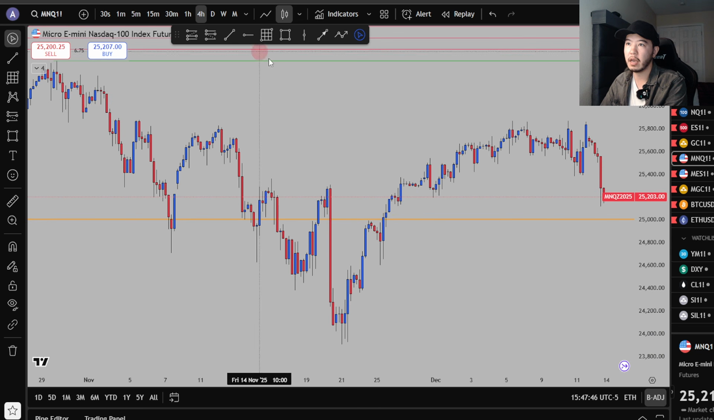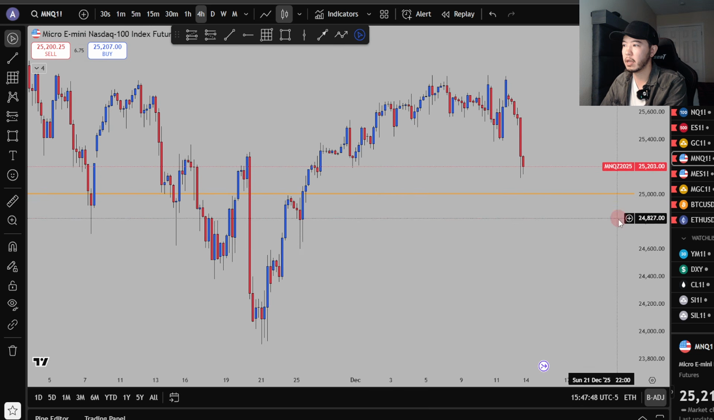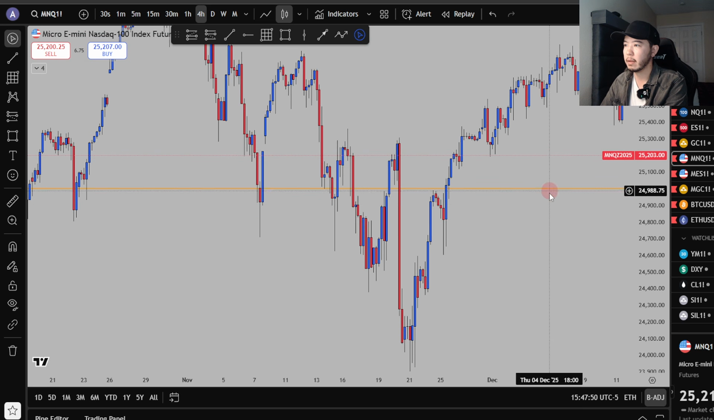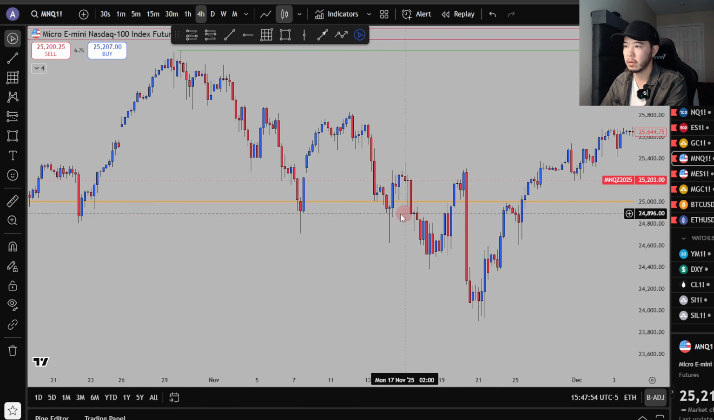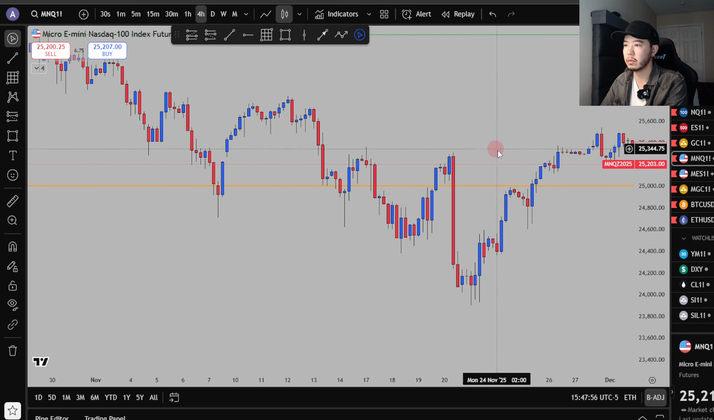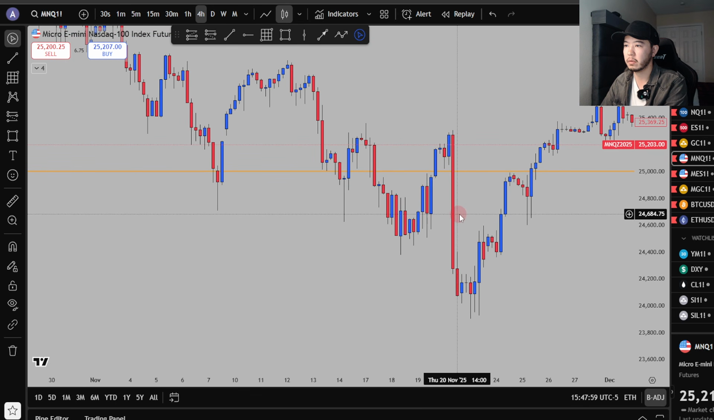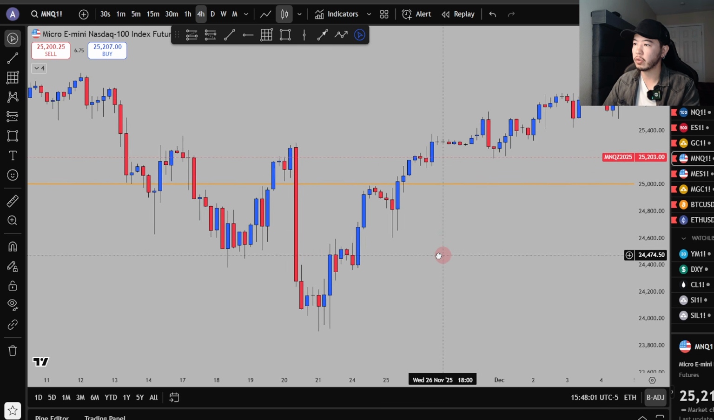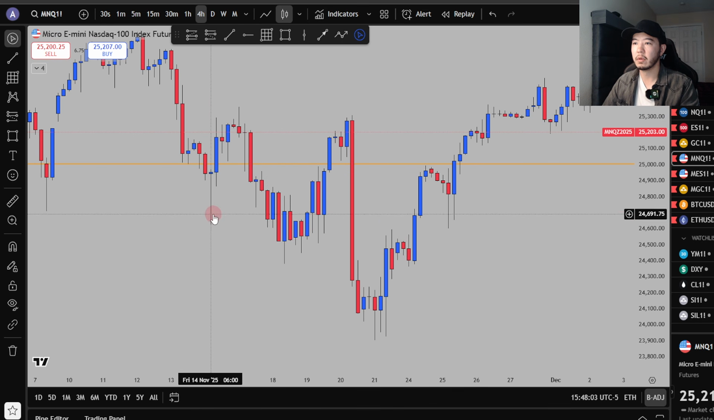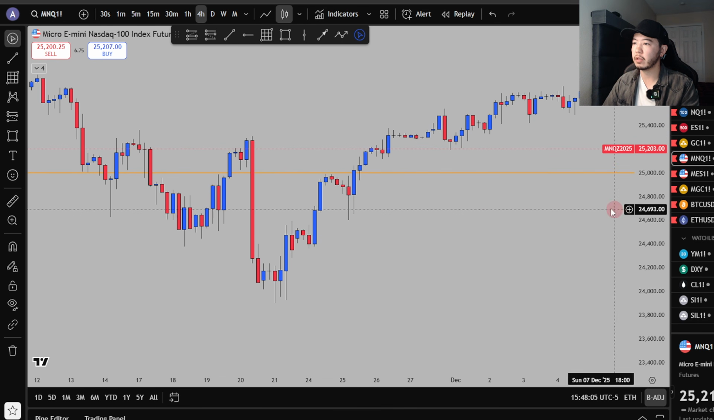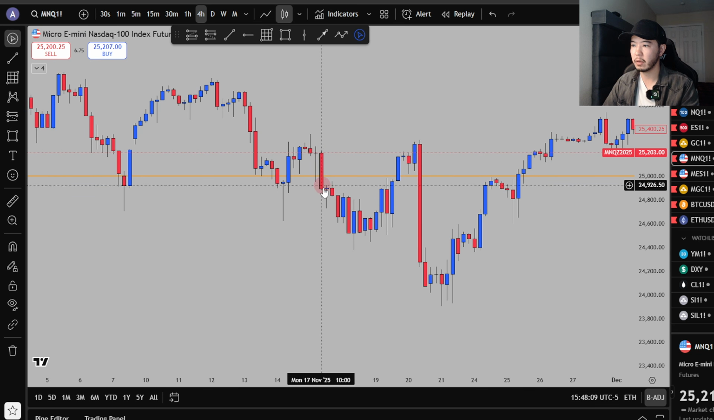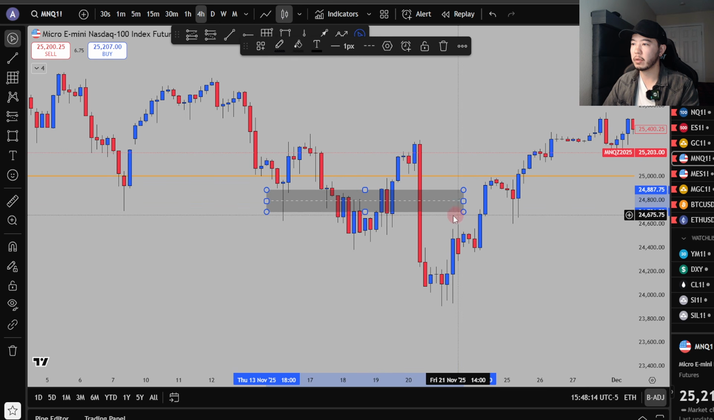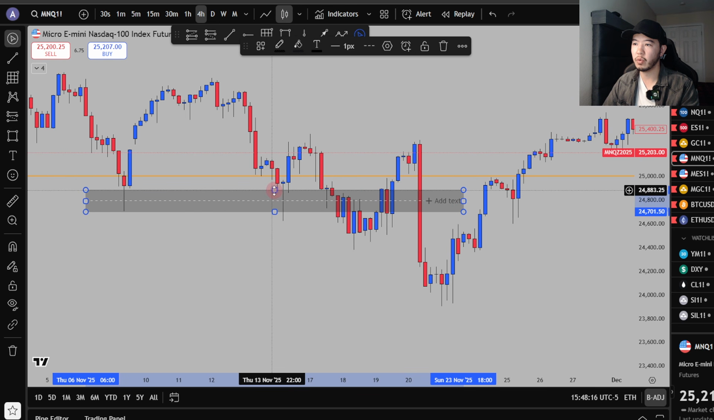Let's see if we can find a 4-hour example now. Same goes here. I don't like to trade the 4-hour, but if you're patient with it, it shows up. Same goes here. We kind of close below it. Sometimes you get multiple areas.